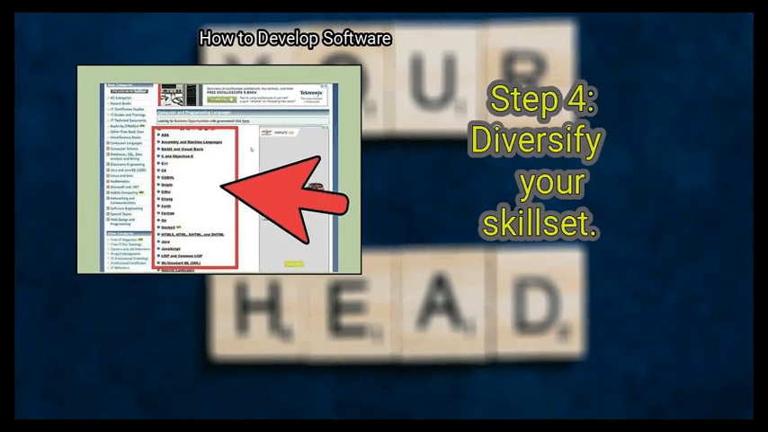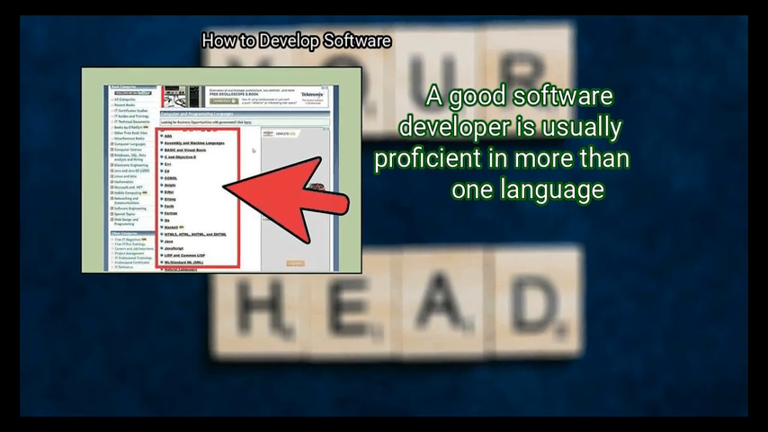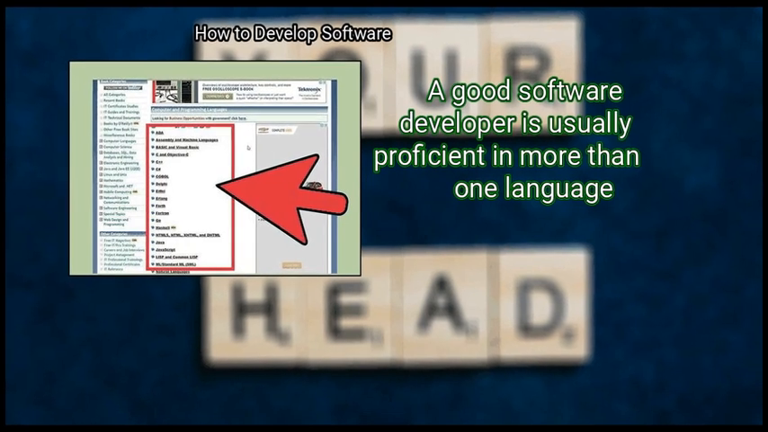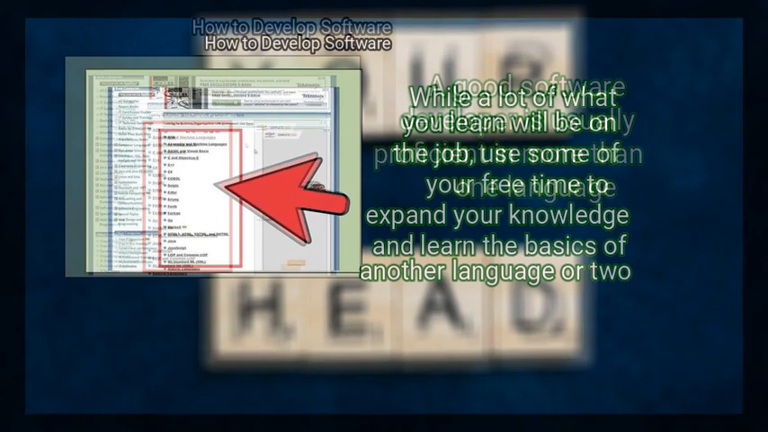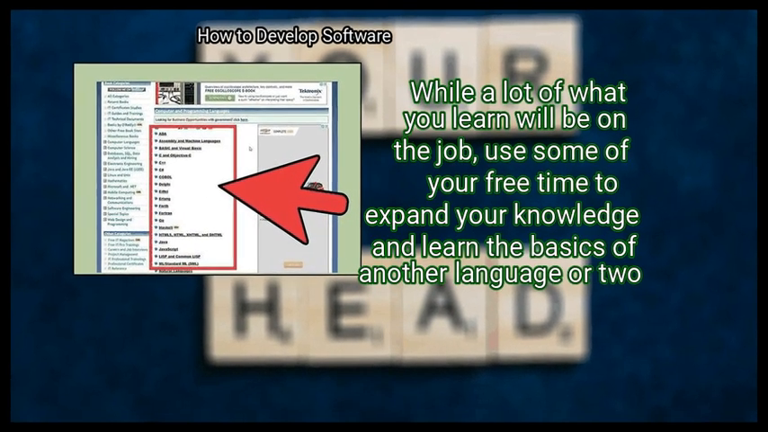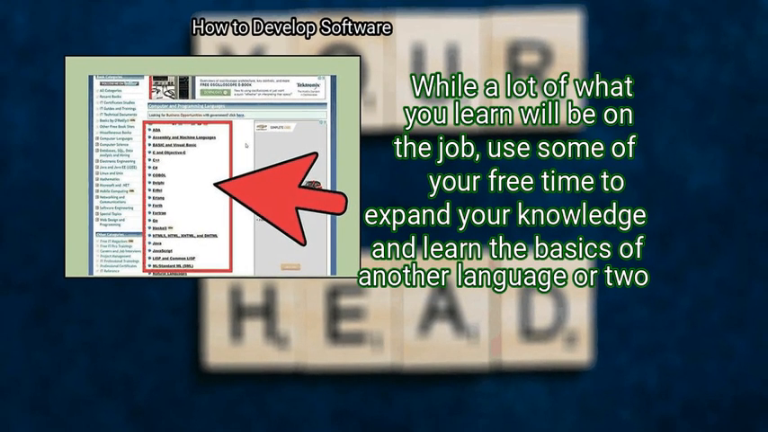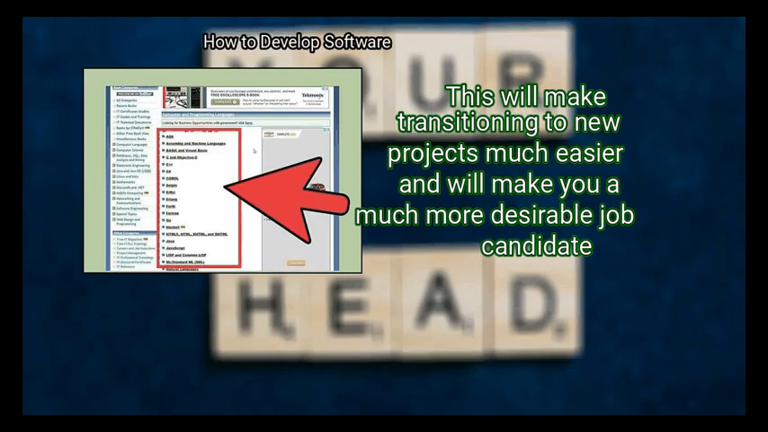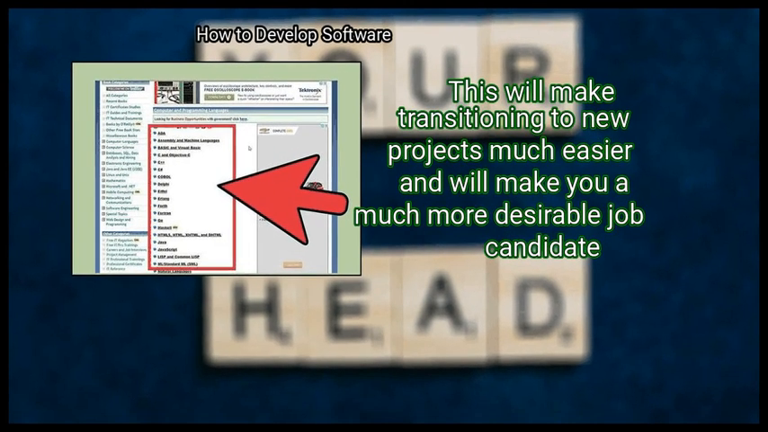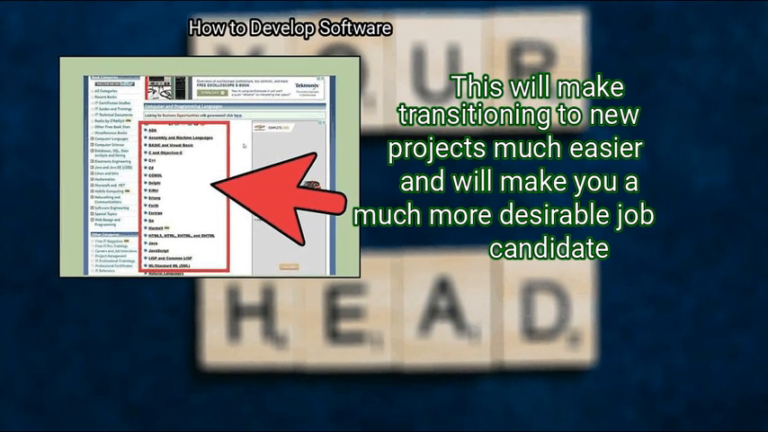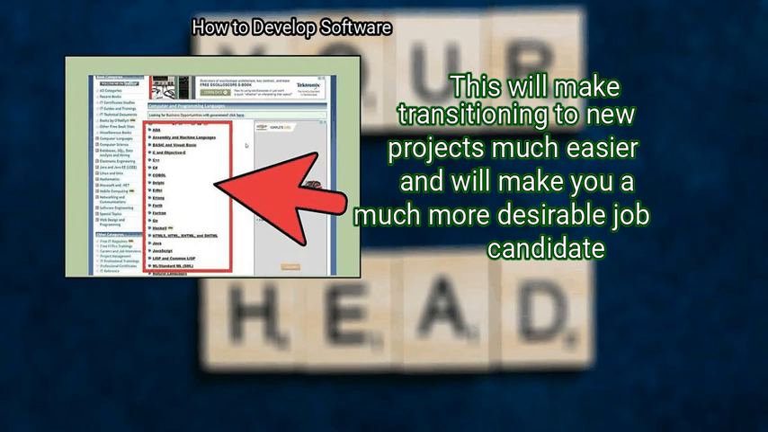Step 4. Diversify your skill set. A good software developer is usually proficient in more than one language. While a lot of what you learn will be on the job, use some of your free time to expand your knowledge and learn the basics of another language or two. This will make transitioning to new projects much easier and will make you a much more desirable job candidate.